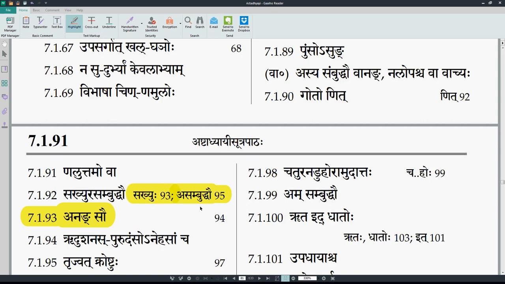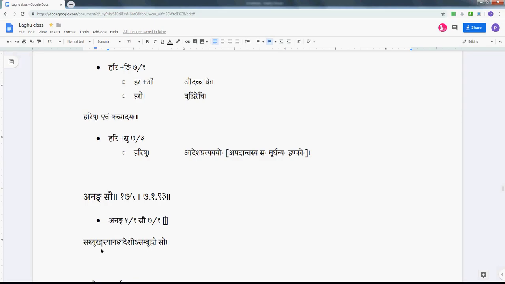When you are deriving Sakhi Shabda in Asambuddhi, Asambuddhi means what? Not Sambuddhi. What is Sambuddhi? Sambuddhi is Prathama Sambodhanam. Prathama Ekvachana is Sambuddhi. So not in Sambuddhi. But is it in all cases? Look at the vritti. He says, Sakyuhu Angasya Anang Adeshaha Syat Asambuddhau Sau.